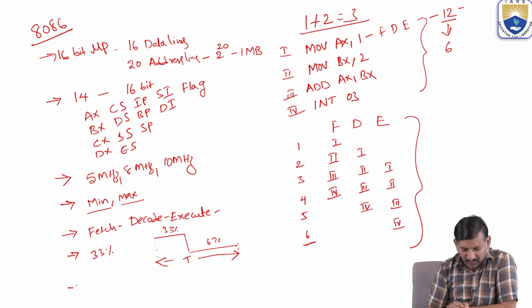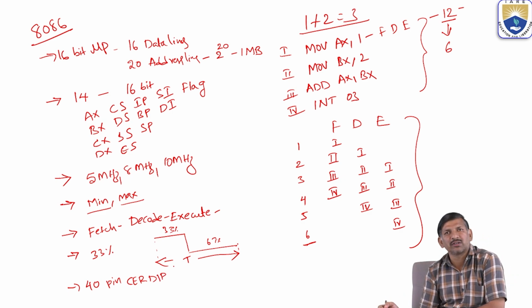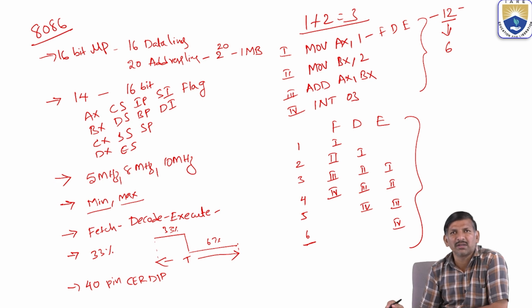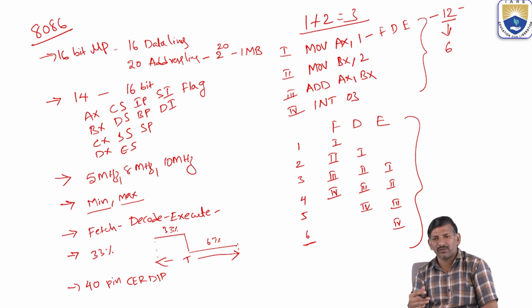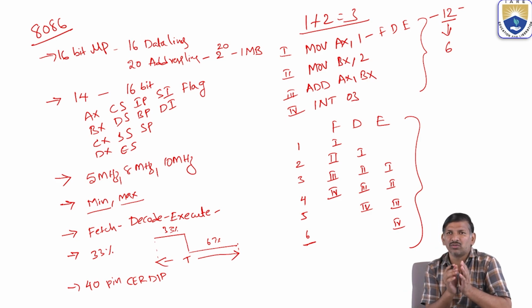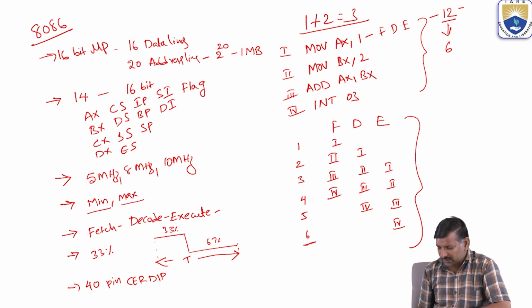It is available in a 40 pin ceramic dual inline package. The 8086 microprocessor is available in a 40 pin ceramic dual inline package. Okay, these are the features. So what I am saying is, 8086 does arithmetic operations, logical operations and control operations. We will check its architecture.